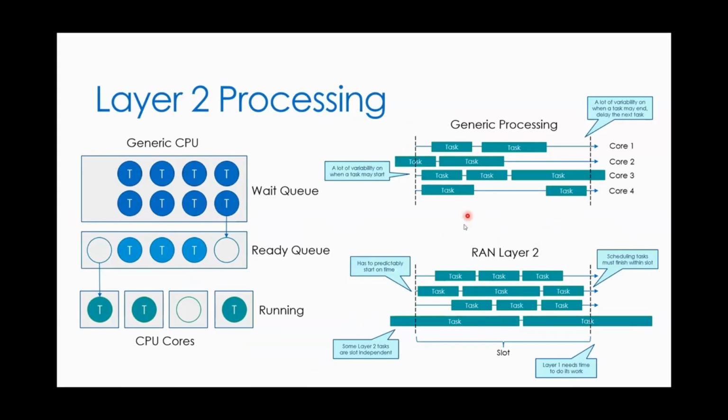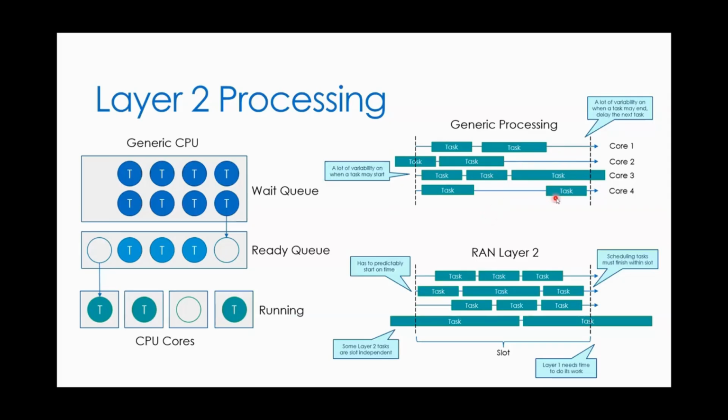So I thought I'd touch a little bit on this to give a sense of some of the complexity that we face. From a layer 2 perspective, you can think of a generic CPU where I have a bunch of tasks that I want to run. I have a certain number of cores, and tasks are just picked up and operated on when those cores become available. The challenge is that I don't always have a lot of control over when a process is picked up, when it starts, when it finishes, when the next one is going to start. And from a layer 2 perspective, we're trying to schedule on very specific slot boundaries, whether it's 1 millisecond, half a millisecond, and so on.